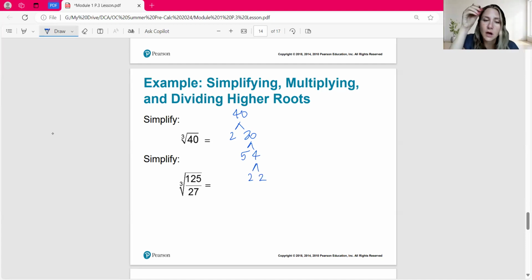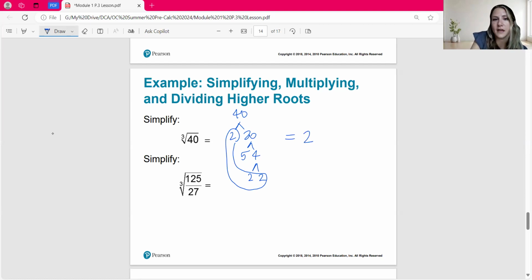Now, when we are breaking this down using the cube root of 40, cube root tells us that we're looking for triples. If it was the square root of 40, we look for pairs, doubles. I'm looking for 3 of the same number, which I have, and that number comes on the outside of the radical. Anything that doesn't have a triple of the same number stays on the inside of the radical. And so our final answer is going to be 2 times the cube root of 5.